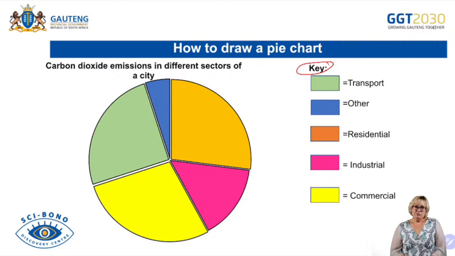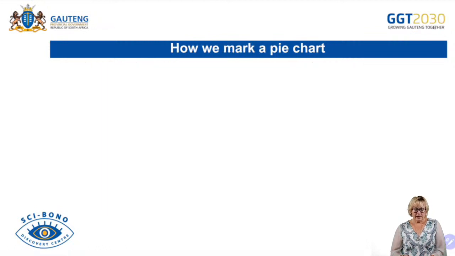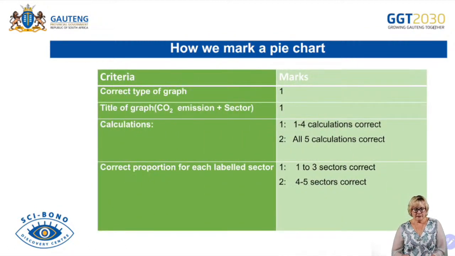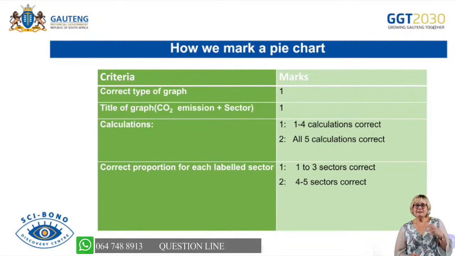You must be able to do this. 6 to 8 marks, because remember now you have those calculations that we must also award marks to. So please make sure that you are able to do this. How we mark a pie chart? Correct type of graph. So if you've drawn a pie chart but it's incorrect, you will get 1 mark. Title of the graph.